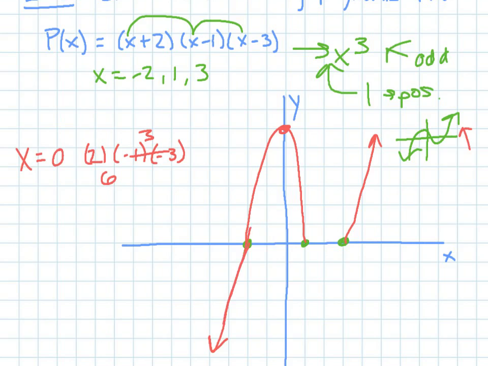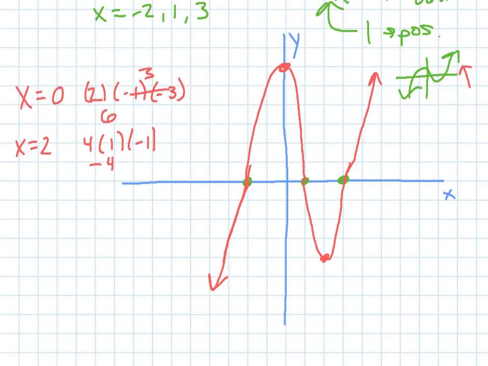And so then now I need to fill in the gaps in between, so then I have a 2 there, so let's plug in 2. So that gets me 4 times 1 times -1. So that gets me -4 here. Okay, and there's my graph. There's my sketch. Okay.